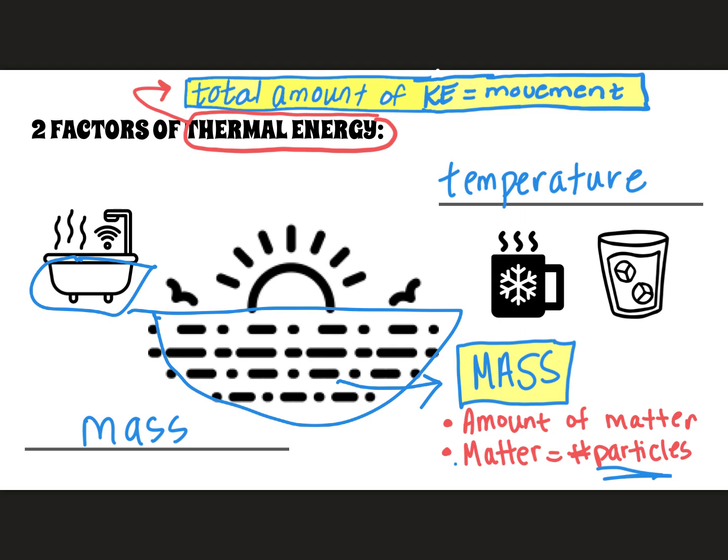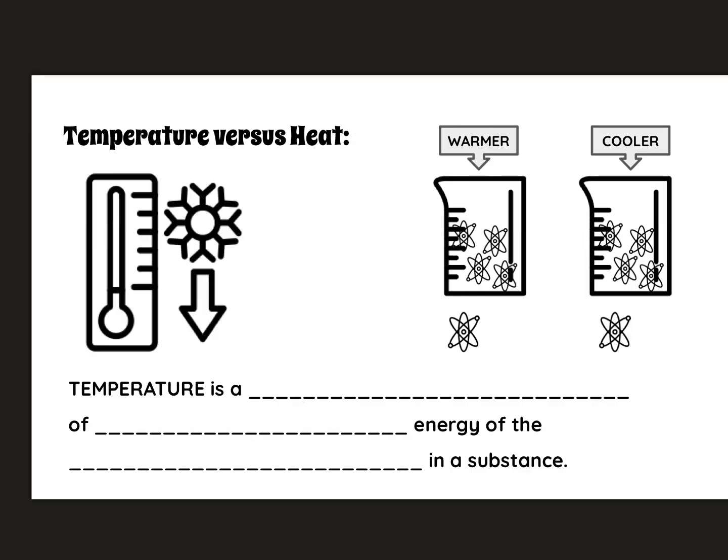Now, something that might seem a little more familiar to you is if you were to look at, let's say, a mug of hot chocolate and a glass of ice cold water, and I asked you which one has more thermal energy, well, you probably would say the mug of hot chocolate. But why is it? Well, in this case, it is the factor of temperature. So because the hot chocolate has a higher temperature than the ice cold water, then the hot chocolate has more thermal energy because its particles are moving much more quickly than the particles in the ice cold water.